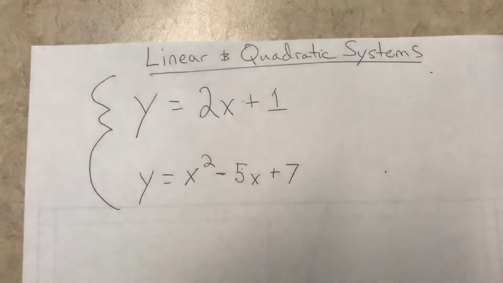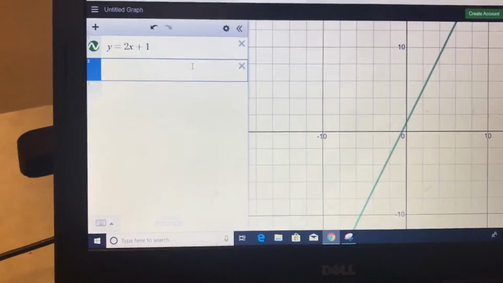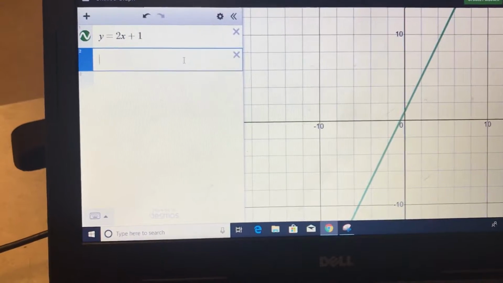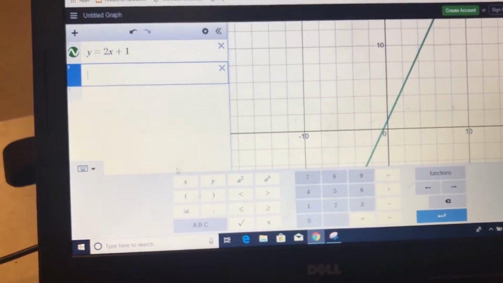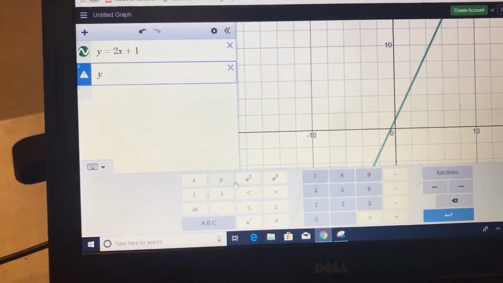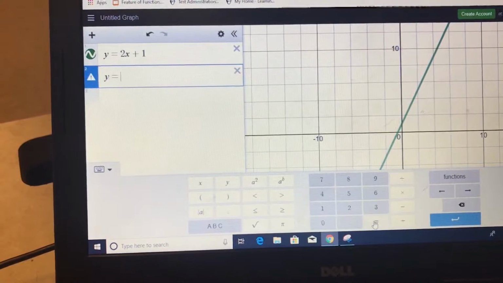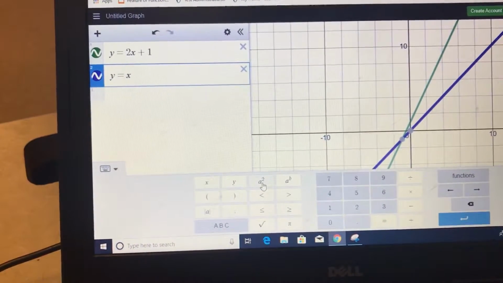Okay? So to find solutions in linear and quadratic systems, for now what we're going to do is graph them on Desmos. So if we look up here, okay, the linear function is already graphed. We're going to graph the quadratic. I'm going to go down to this calculator button in the bottom left corner, and I'm going to type in my function that I had on my paper, which is y equals x squared, and the square button is right here where it says a to the second power.